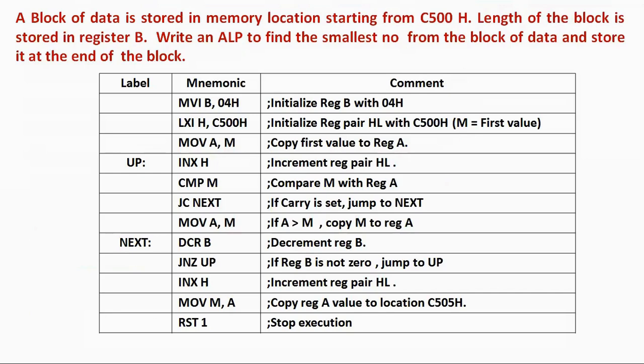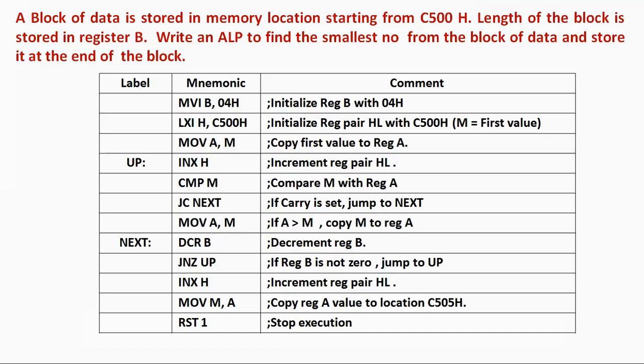The first is your label. Whenever you write a program in an exam, you have to follow this format. You have to write the program in a table format. The table has 3 columns. First is your label, second is your mnemonic, and the third one is your comment.